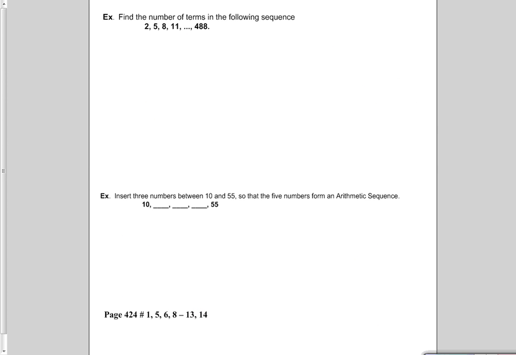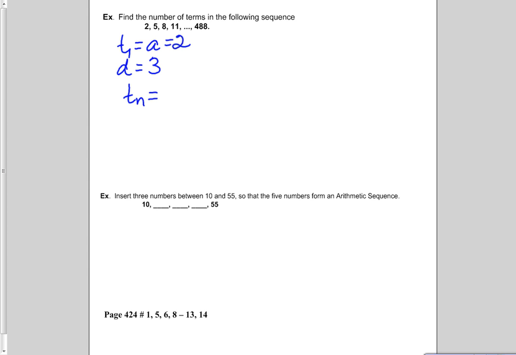Find the number of terms in the following sequence. So 2, 5, 8, 11, and this one ends at 488. We can sit down with a piece of paper and write every last term, but I'm thinking that wouldn't be a lot of fun. So let's see if we can come up with an equation. First of all, we know that our first term, or a, is 2. My common difference, and it's going up each time, is 3. So I can come up with a general term for this.